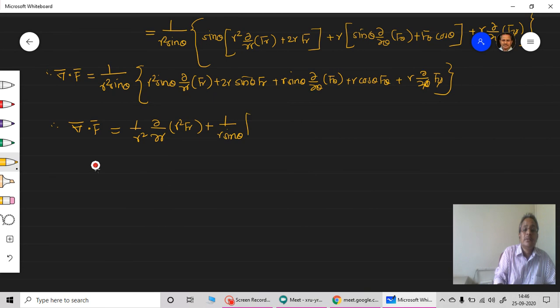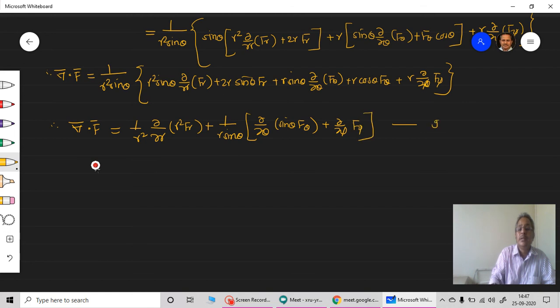del by del theta of sin theta f theta. Actually, I could have directly given this, but maybe most of you might not have understood how this final equation comes. In between one step I have not written, therefore plus last term is del by del phi of f phi. So this is my equation number 9.